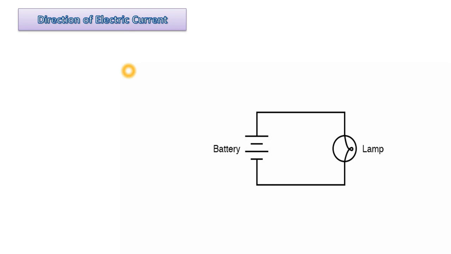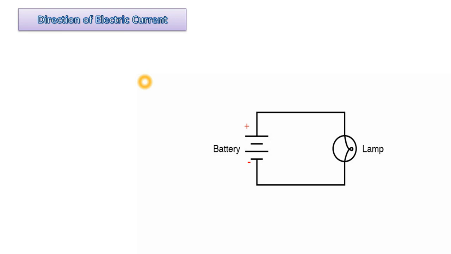So now, as I said, current is nothing but the charge flowing through a circuit. But in which direction do these charges flow? Since we have two terminals, a positive terminal and a negative terminal, does the current flow from the positive terminal to the negative terminal, or from the negative terminal to the positive terminal? How do we know in which direction this current will actually flow in a circuit? Now, there are a lot of different opinions on this direction of electric current in a circuit.